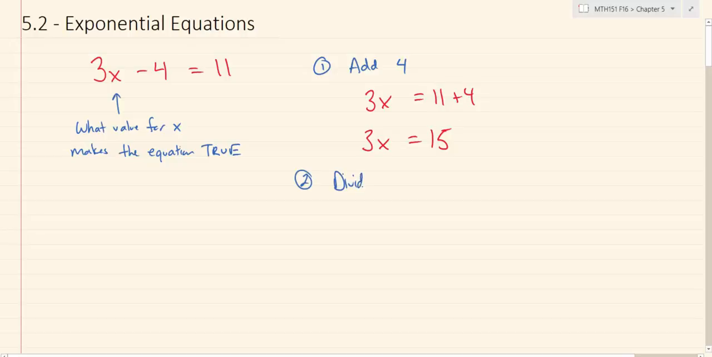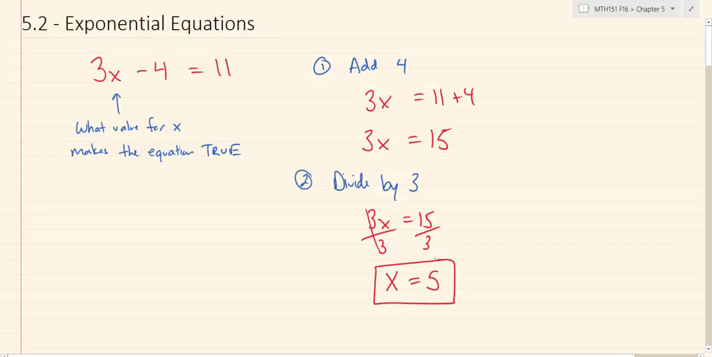What's the second step? Divide by 3. And when you employ that, you get 3x equals 15. We're going to divide both sides by 3. These cancel. And you get x equals 5. And this is your solution, x equals 5. And you could take that solution, you could plug it back into the original equation, you'd see that it's true, and everybody's happy.